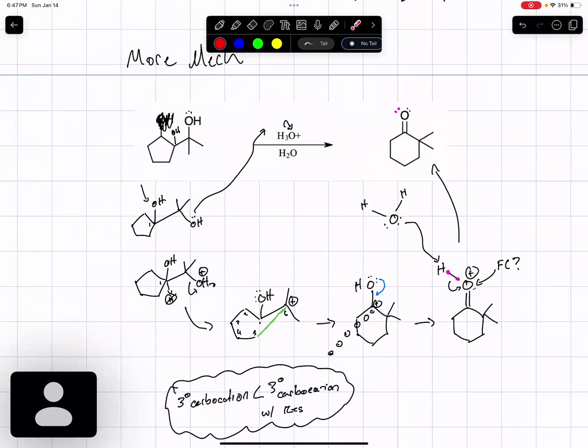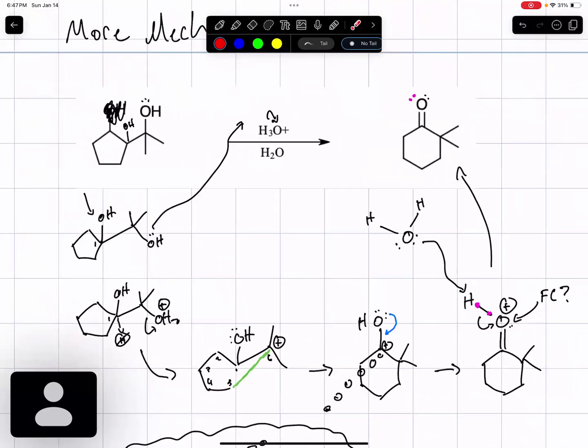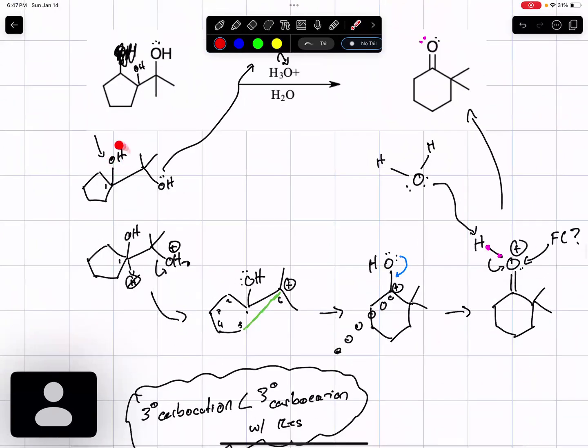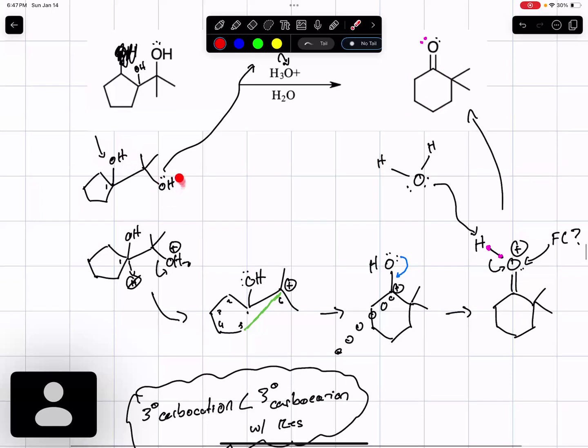Okay, so we identified which hydroxyl group was leaving at the beginning, right? It was either this hydroxyl group or it was this hydroxyl group. This hydroxyl group stays on the ring, right? This hydroxyl group, that's how we identify that one is the one that's leaving.